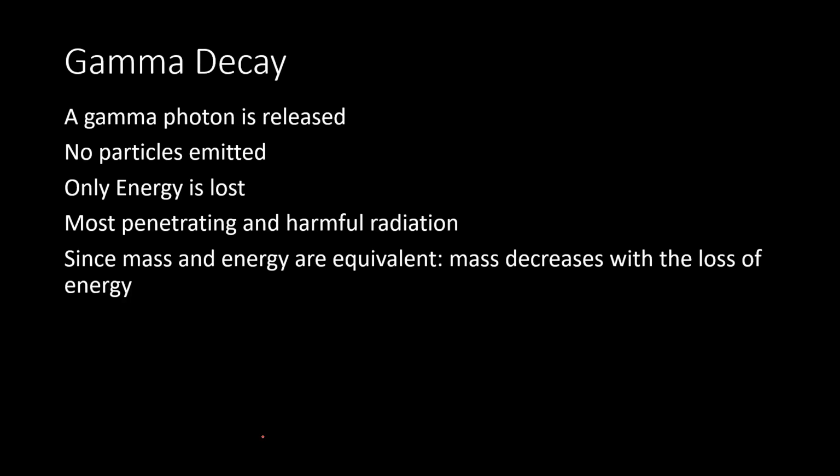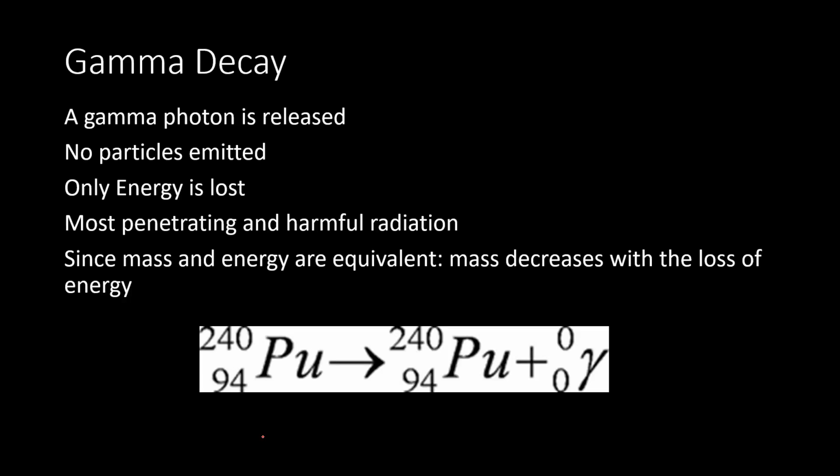Now, since mass and energy are equivalent, the loss of energy in gamma decay causes a loss in mass, so mass decreases. However, mass number and atomic number do not change. Over here, energy was released with the gamma photon. However, the mass number and the atomic number do not change. The total mass decreases because energy was released from the nucleus.